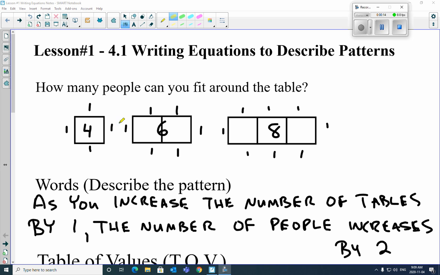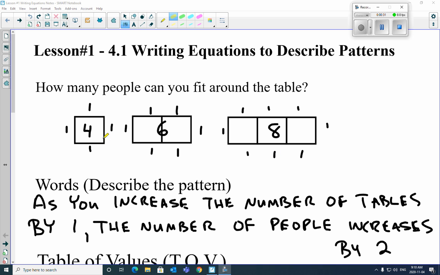So what we have is a table, a nice square table here, and we want to know how many people we can fit around the table. On table number 1, we can put 4 people around it. Then we put 2 tables together. Obviously, we can't stick anybody in the middle, but how many people can we fit around it? Now we can fit 6 around it. And in this one, we have 3 tables together, and we can fit 8 around it.